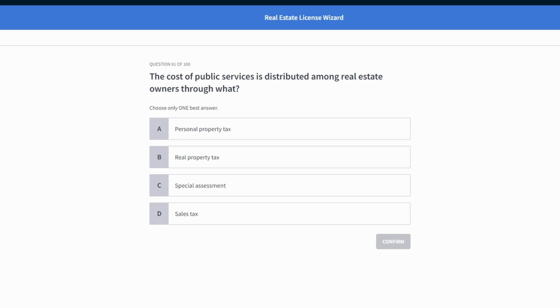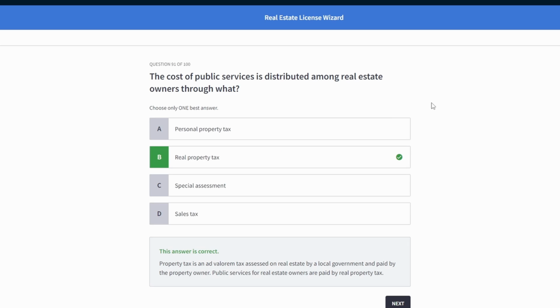Alrighty, so this would be B, real property tax. Public services distributed among real estate owners. That's the key thing there, real estate owners. Now, property tax is an ad valorem tax assessed on real estate by local government and paid by the property owner. Public services for real estate owners are paid by real property tax. Now, again, important distinction there. Basically, because it says real estate owners, we know real property tax.